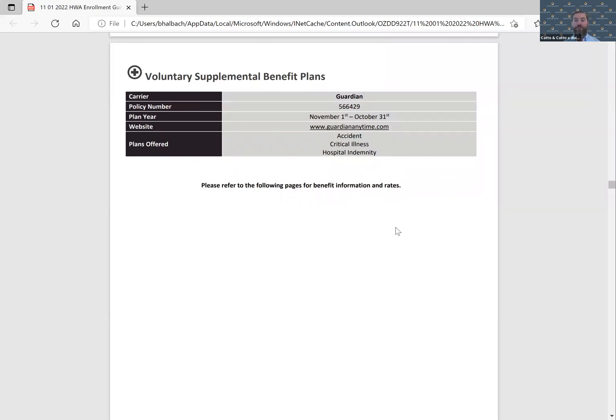If, God forbid, you receive one of those diagnoses, you actually get to choose a different benefit amount, and all of this will be in Employee Navigator. And if, God forbid, that diagnosis ends up being something you are dealing with, then a lump sum amount comes to you because of that diagnosis. Hospital indemnity means if you go into a hospital and stay overnight, Guardian's going to send you some money.